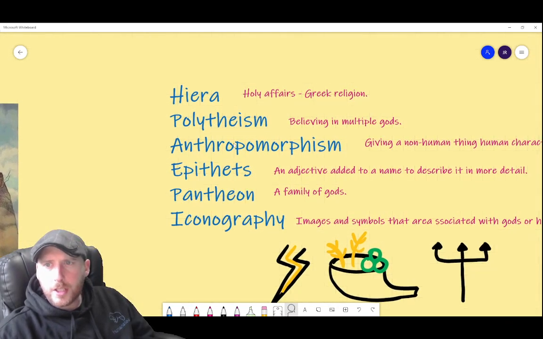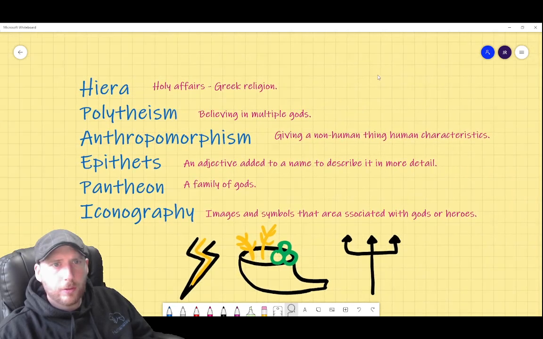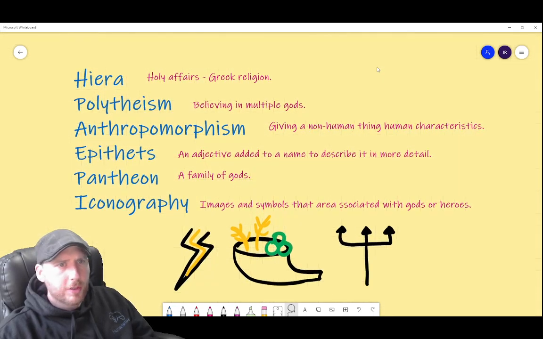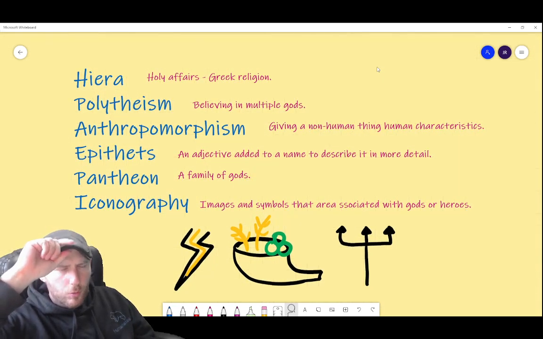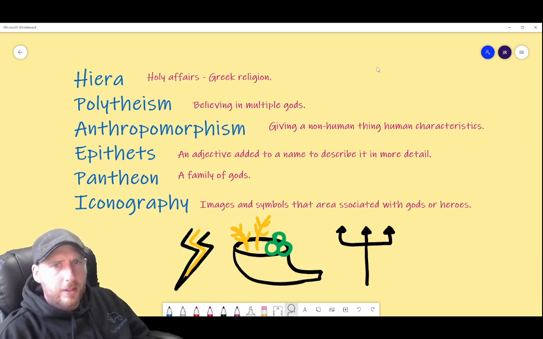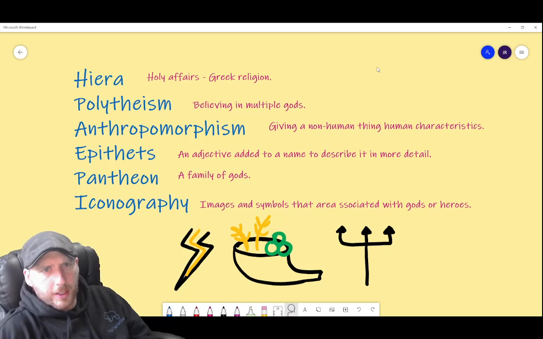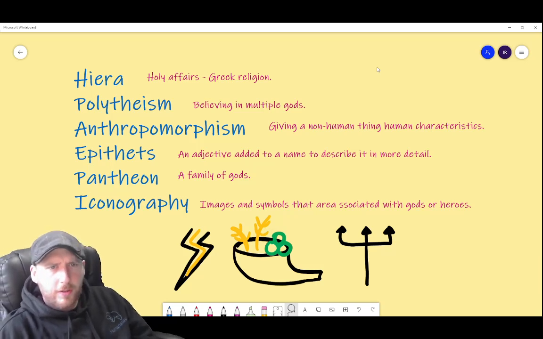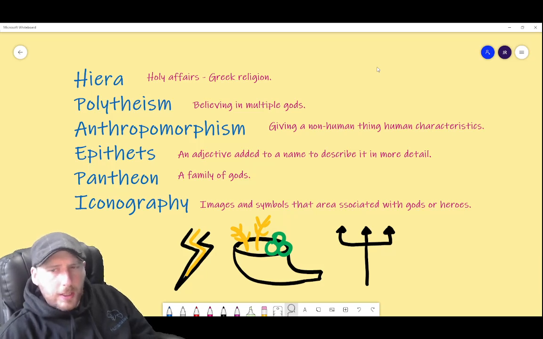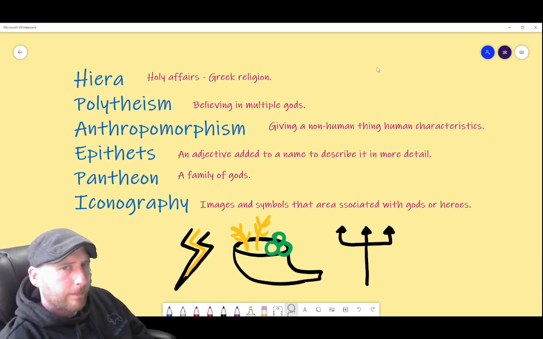Now we're going to start here with some key words. Our first one, hiera, which means the holy affairs. Now this is a Greek word. The Greeks didn't have a word like we do, religion, to represent a set of beliefs and actions and moral codes and things. Instead, they had this idea of hiera, holy affairs, things pertaining to the gods and goddesses.